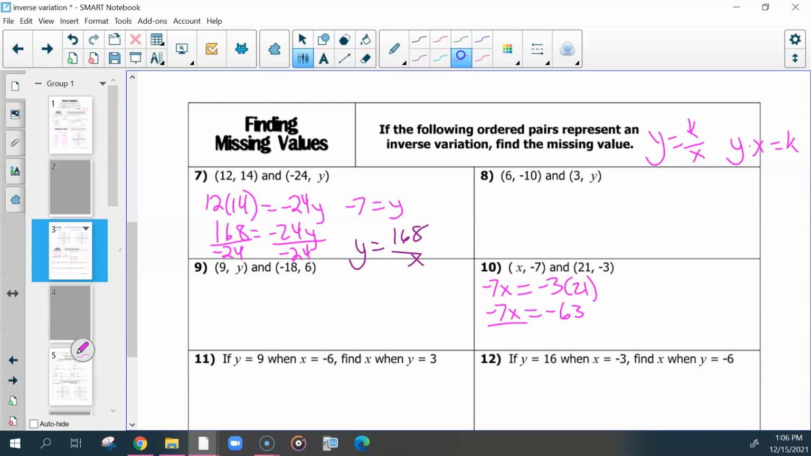And if we divide both sides by -7, that would give us positive 9. Since we multiplied -3 and 21 together already, we know that our constant should be -63. And if we multiply 9 and -7 together, we do get -63. So if we're writing our equation for this inverse variation, this would be y equals -63 over x.